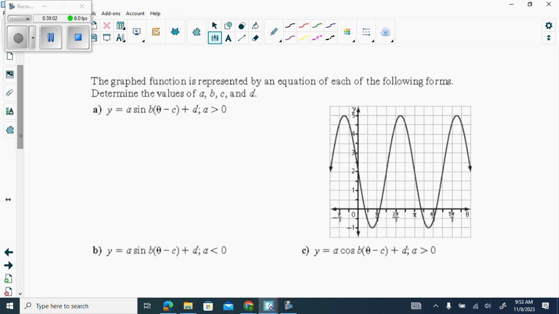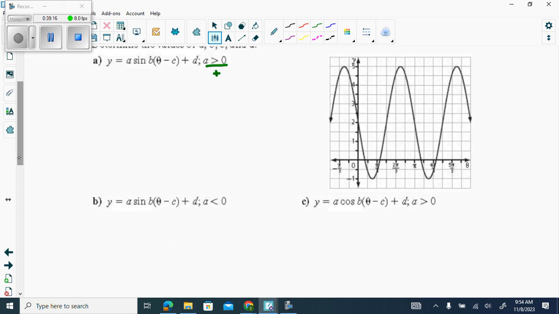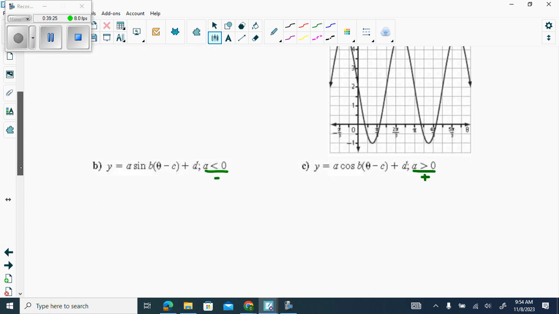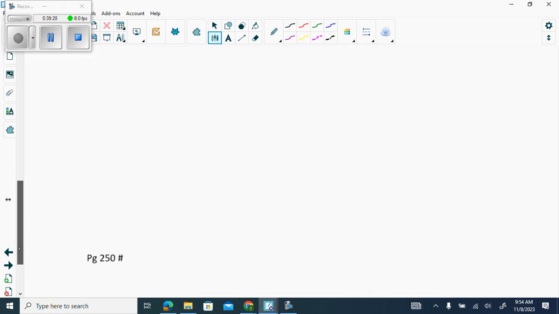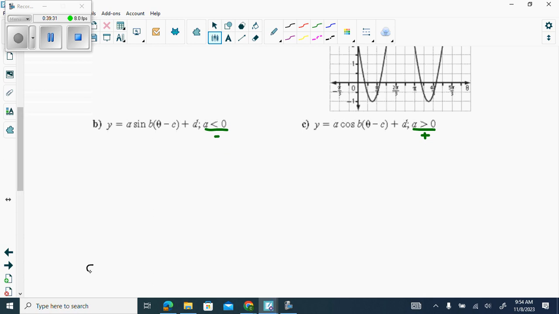We're going here. So this one says, the graphed function is represented by the equation in the following forms. So this one wants sine x, where a is positive. That's all that means. So they might ask for a sine x graph where a is positive, or a sine x graph where a is negative, or a cos x graph where a is positive, or a cos x graph where a is negative.